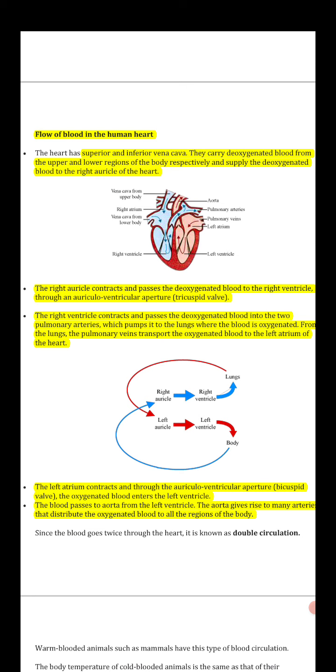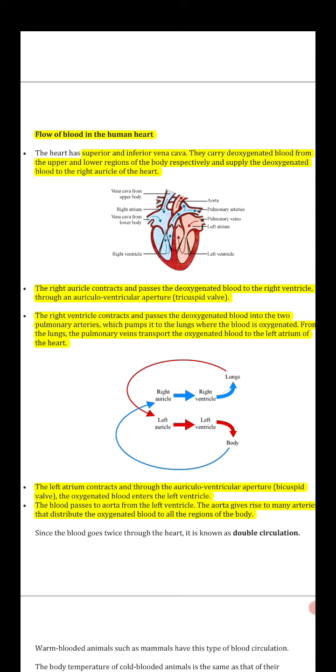So this blood passes to the aorta from the left ventricle, and through the aorta the oxygenated blood circulates all over our body. So this is the overview of the blood circulation, because we need oxygenated blood in our body, not deoxygenated blood. So I am again describing this thing.